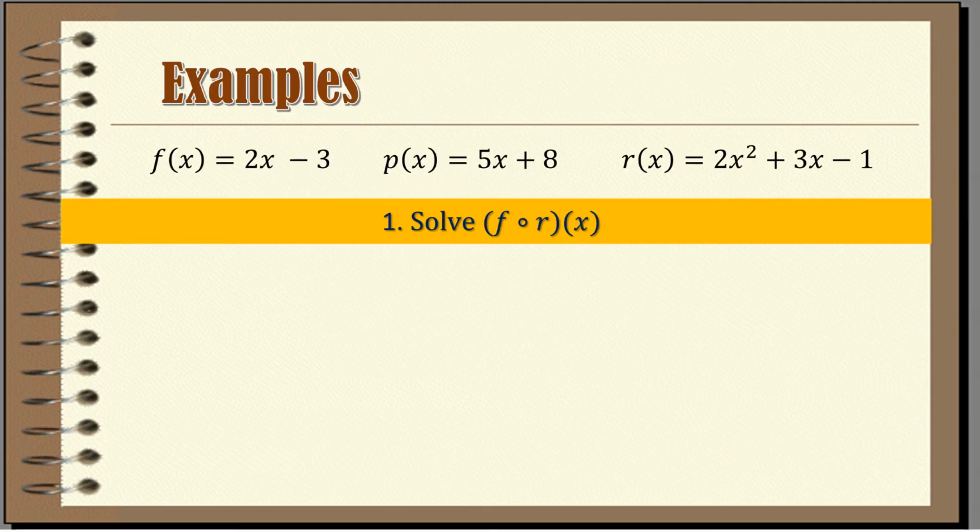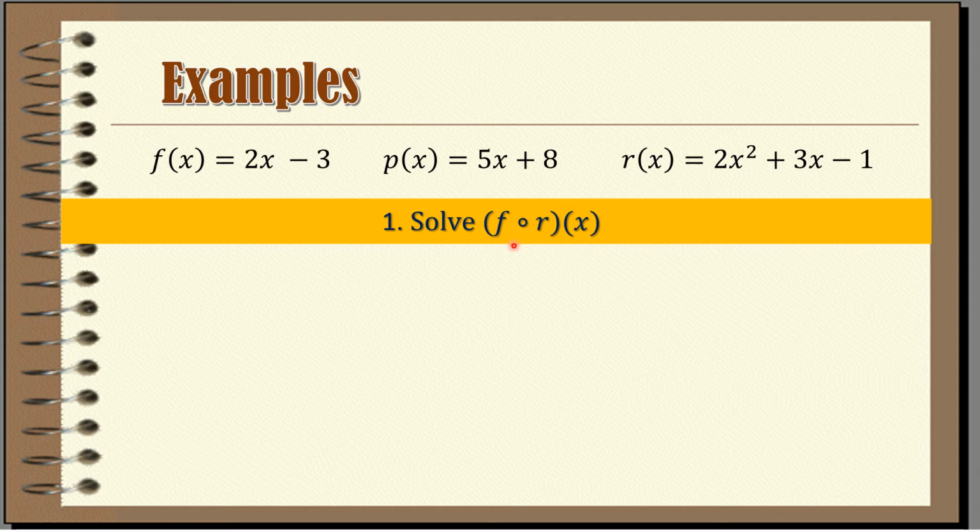Now we have here three given functions. f of x equals 2x minus 3, p of x equals 5x plus 8, and r of x equals 2x squared plus 3x minus 1. So we have to solve this example. We have here: solve for f circle r of x. So we have to find the composition of f of r.